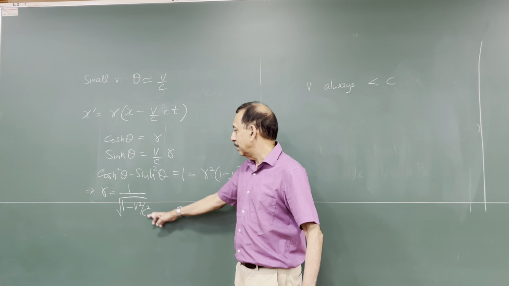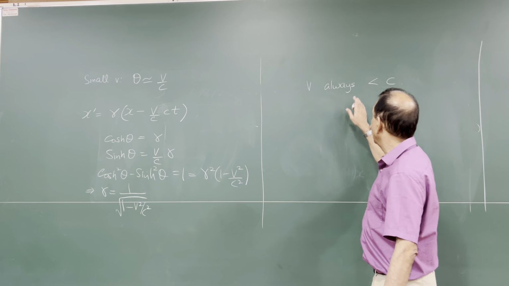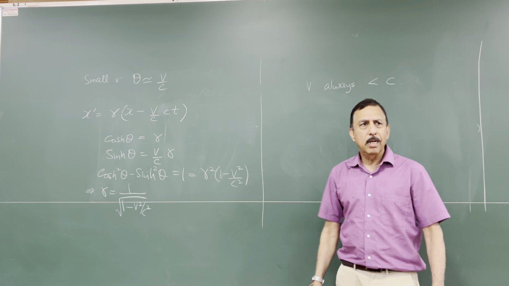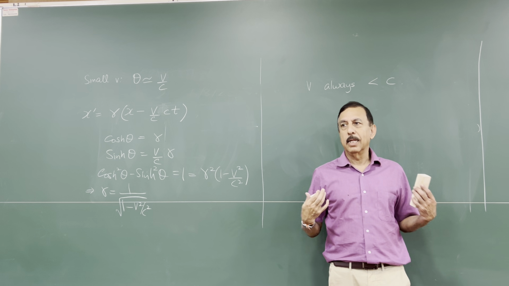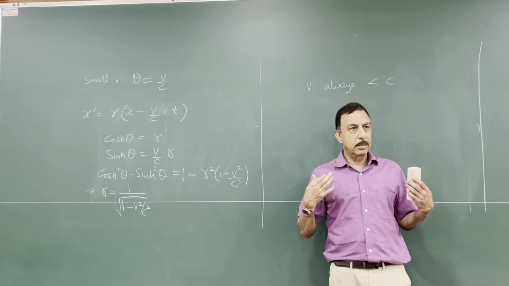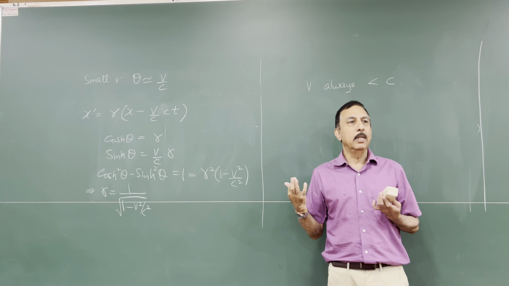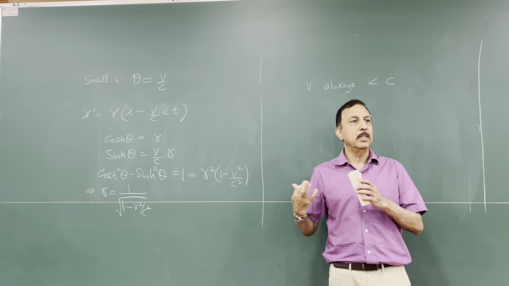This denominator becomes 0 and gamma becomes infinite. But since we have found that v is always less than c, let's work with the idea that v, the velocity of any material object other than light, is less than c, and it can approach c arbitrarily close, but it can't exactly become c or cross.